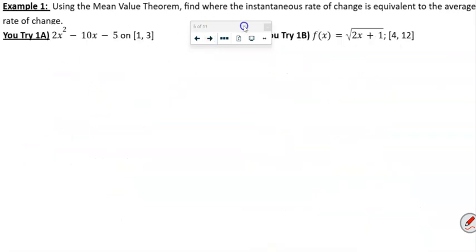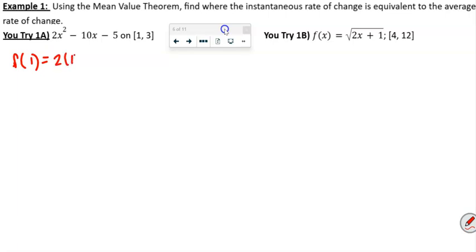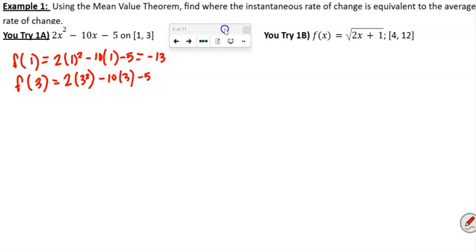All right, so example 1. These are your tries. Pause the video here and see if you guys can do these. So f of 1 is equal to 2 times 1 squared minus 10 times 1 minus 5, and that's going to be negative 13. F of 3 is going to be 2 times 3 squared minus 10 times 3 minus 5. And that's going to be equal to negative 17.